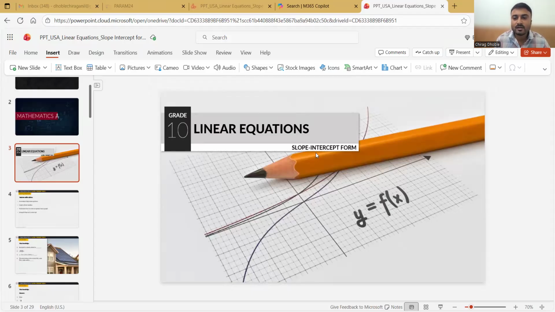Great. So, linear equations, slope-intercept form. Before we start, let me ask some previous knowledge from you. Do you know what linear equations are? Great. That means you know the basics of linear equations. It's just that the slope-intercept form is something you are having trouble with. Okay, so let's break down the term itself: slope-intercept.